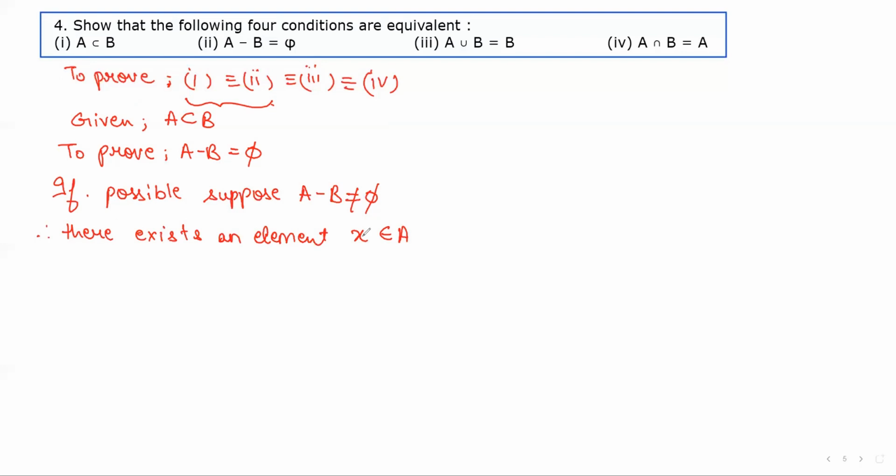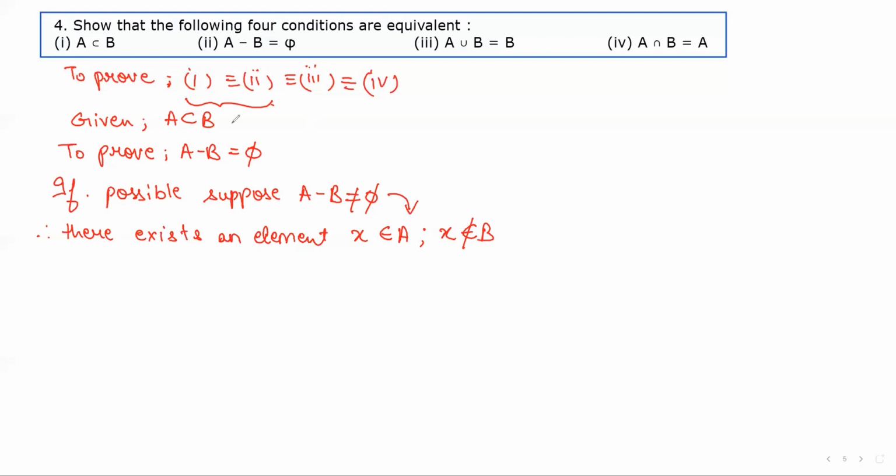When you take all the elements of A and you subtract B elements from it, that means you remove the common elements from it. There is at least one element left behind, which means your set A minus B is not equal to ∅. X belongs to A, and that element should not belong to B, otherwise it will be removed. And that same element is not present in B. This is what you are saying when you say that A minus B is not equal to ∅.